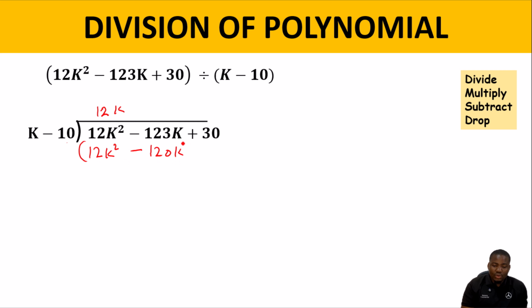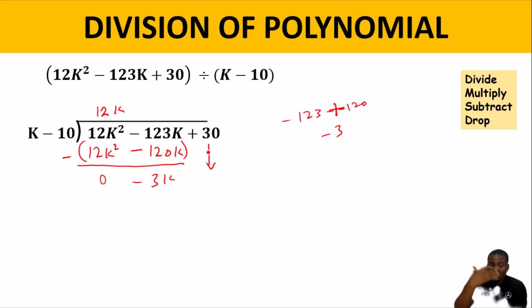Then we are going to subtract this. When we subtract, this subtracted by this is 0. This negative 123 minus negative 120 will be negative 123 plus 120, and the answer is negative 3. So here we have negative 3k. Then we drop this because we have not used it in our previous calculations. So we have plus 30.